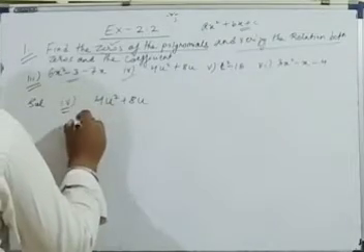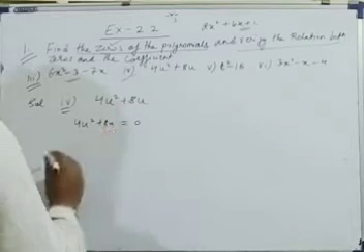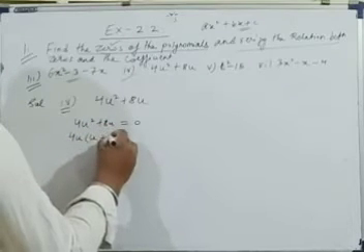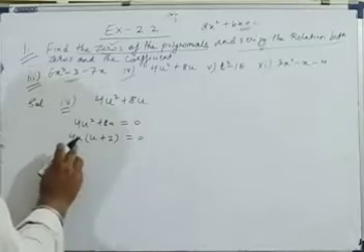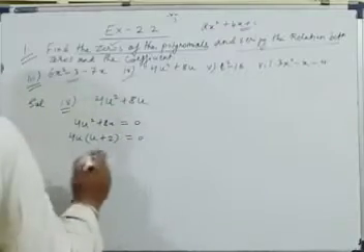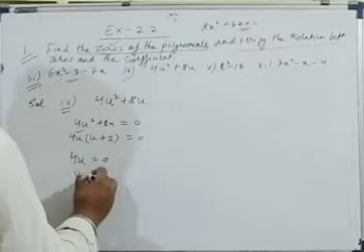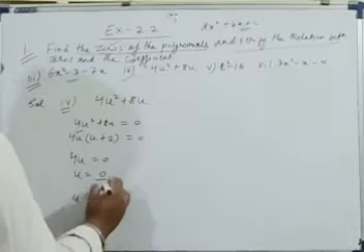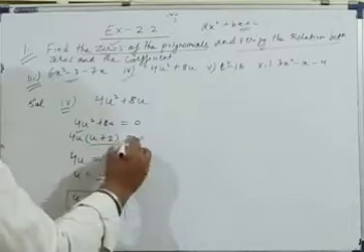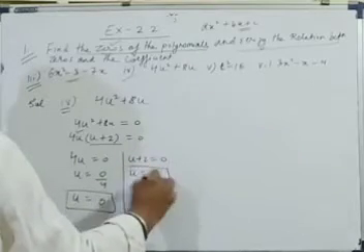See, 4u square plus 8u. Just take this equation equal to 0, and take the common factor. 4u is common. So what's remaining? u plus 2. 4u into u is 4u square, and 4u into 2 is 8u. Then equate the 4u term to 0, so u equals 0 upon 4, and 0 upon any number is 0. Then take the expression u plus 2 equals 0, so u equals minus 2.